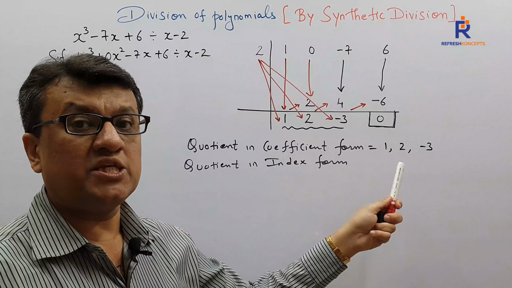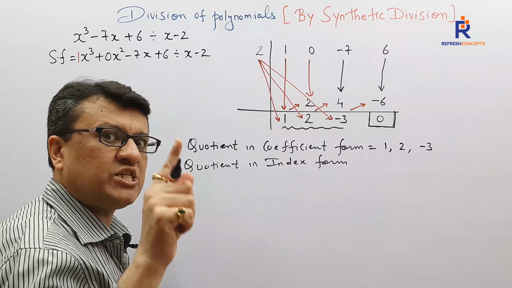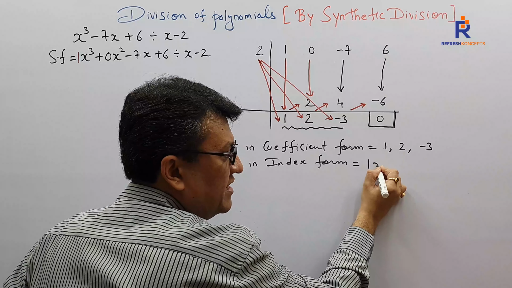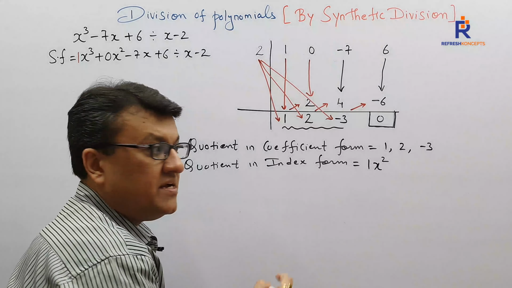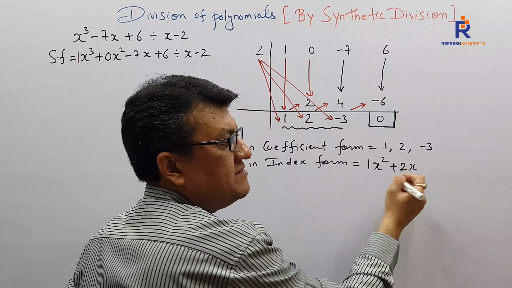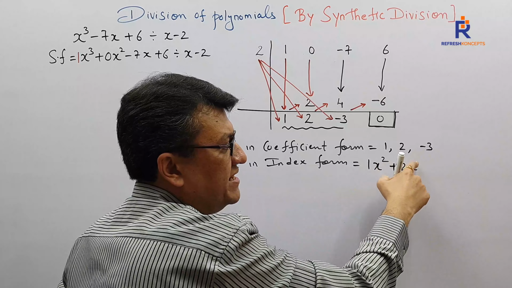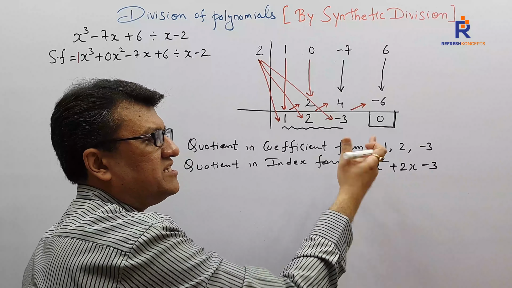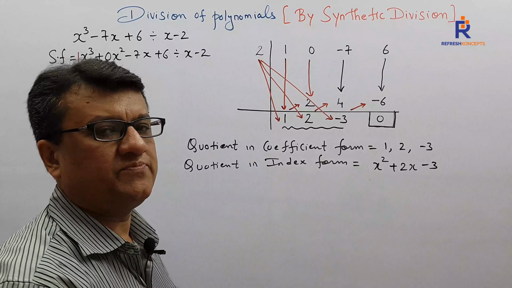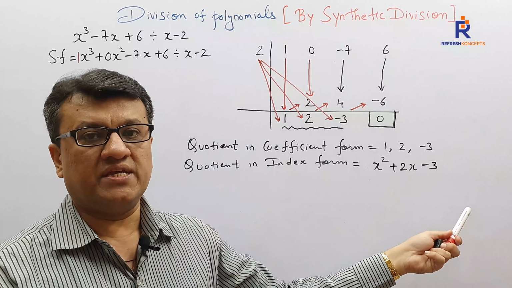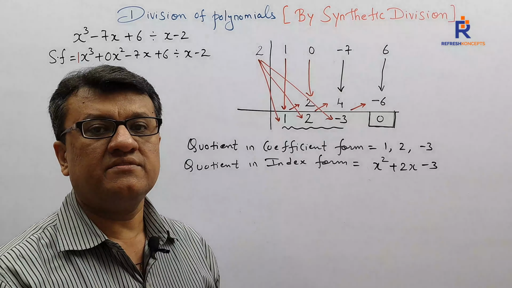So there are 3 terms, minus 1, 2. So x square is the highest degree. Having coefficient 1, the answer is 1x square. Immediately the next follows with plus sign, so plus 2x. X square done, degree 1 done, what remains is the constant. Your answer is x square plus 2x minus 3. So your index form is x square plus 2x minus 3. What is the remainder? Remainder is 0.